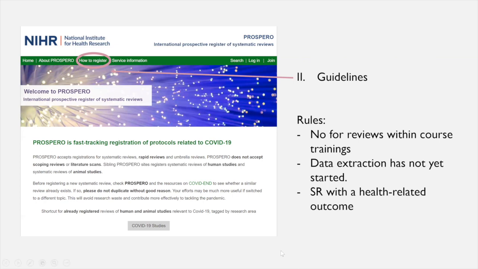Then they also say no for pre-registrations when data extraction already started. So they say, please register, but before the data extraction has started, and preferably before also the selection of articles. Also, Prospero is more suited for health-related outcomes. It is something that they ask the authors: what is the health-related outcome that you are using?